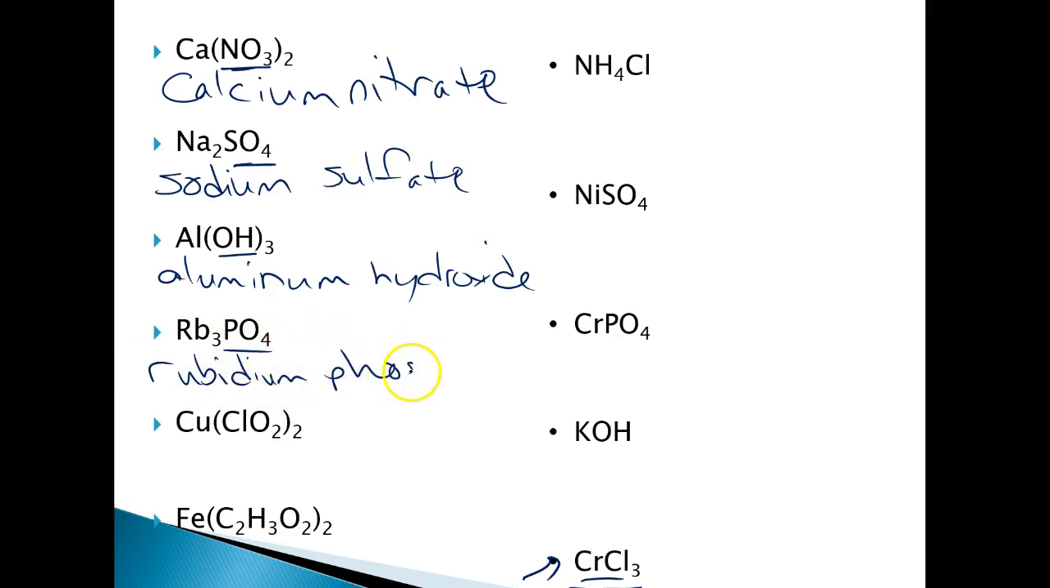PO4 is phosphate. And again, you have to be able to recognize that whole beastie as being a polyatomic ion. I'm going to do those two last. I'm going to jump up here and do this one.